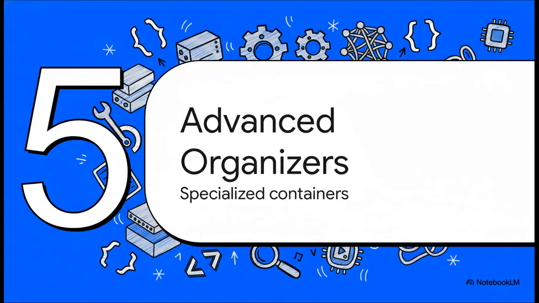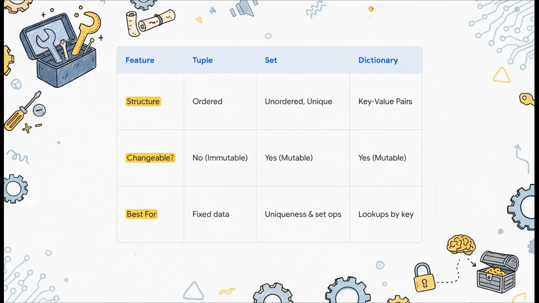All right, now that we've got a good handle on that all-purpose list, let's add some specialized organizers to our toolkit, because sometimes you need a container that follows slightly different rules to get a very specific job done right. This table gives us a great bird's-eye view.